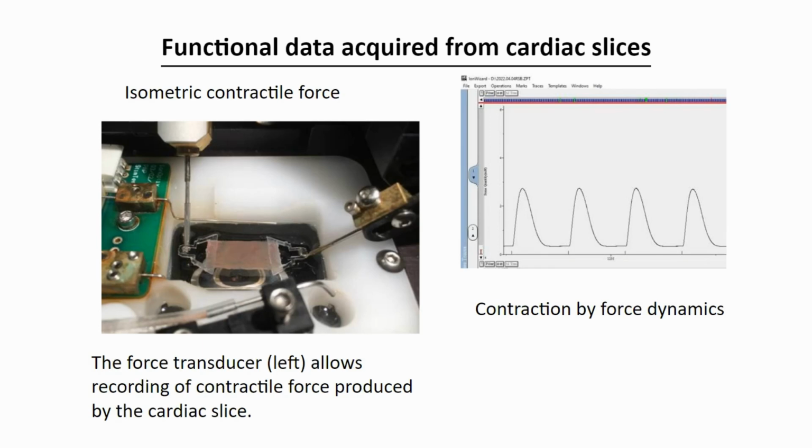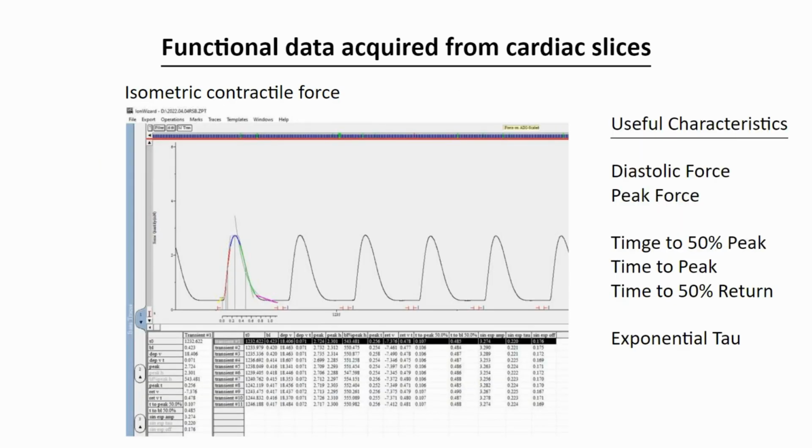With the cardiac slice, the force transducer records isometric contractile force, and contractility is often taken as the maximum force per cross-sectional area. Although the shortening transient and the force transient are not strictly comparable, both can be used to quantify contraction-relaxation characteristics. And those characteristics of the isometric contractile force transient could include diastolic force, peak developed force, time to 50% peak, time to peak, time to 50% return, and also an exponential tau.